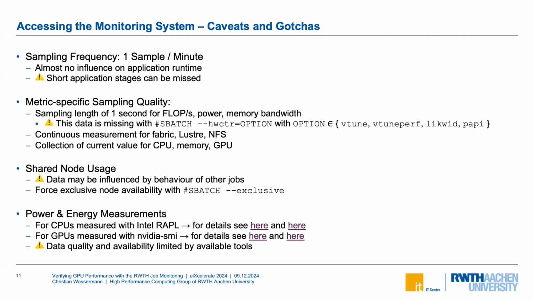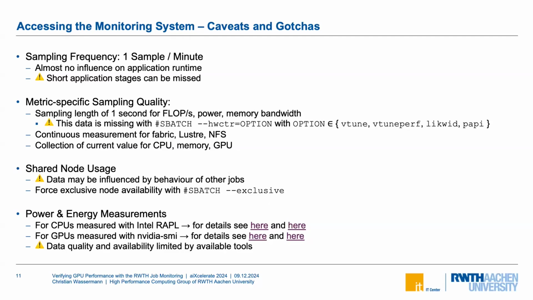Also, a few caveats: since we are on a shared system, we sometimes have shared node usage. You can force exclusive node usage with this exclusive flag. However, note that the consumed core hours will significantly increase. But this gives you an exclusive view on the monitoring data if you specify this. Otherwise, data may be influenced by the behavior of other jobs. So the data that you see might not be only from your job, but from other jobs running on the same node concurrently.